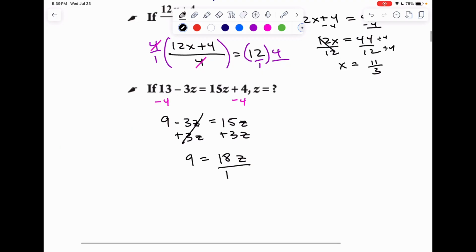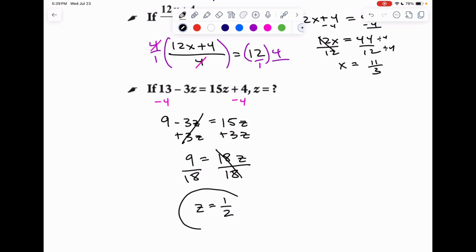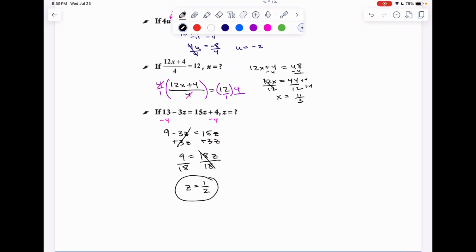We'll divide both sides by 18. How tempting was it to divide by 9 and get 2, right? But the 18s will cancel each other out, and we'll get z equals 1 over 2. And again, if you're wondering if this is right, go ahead and pop it back into your original equation, and you'll see that it is.